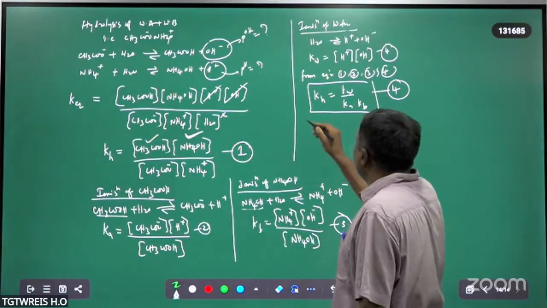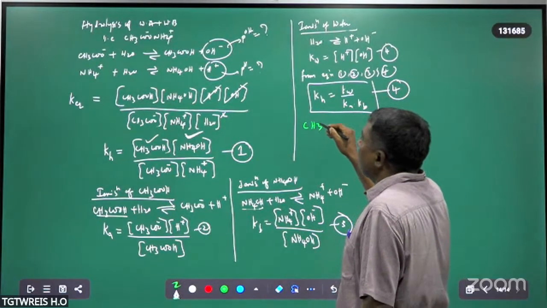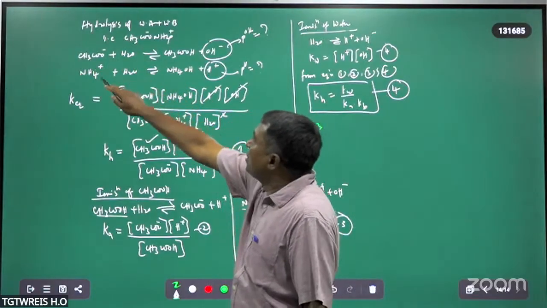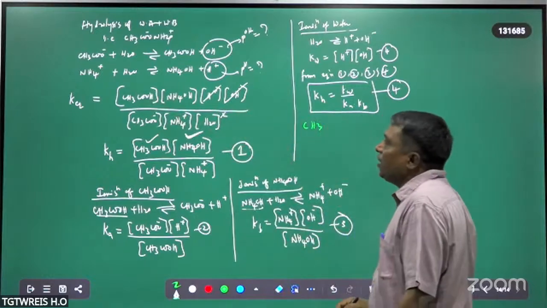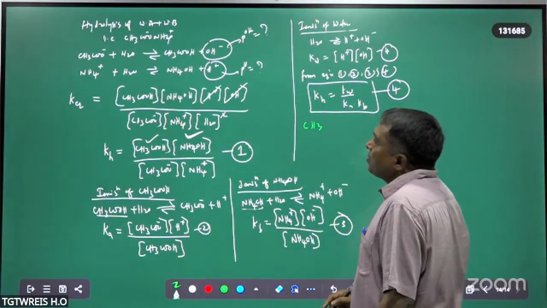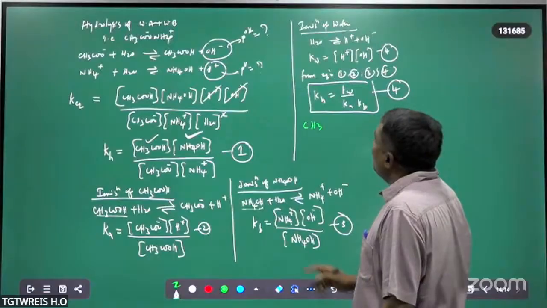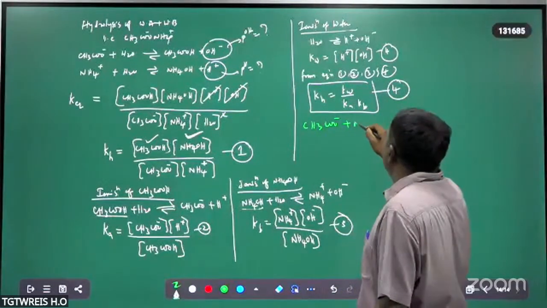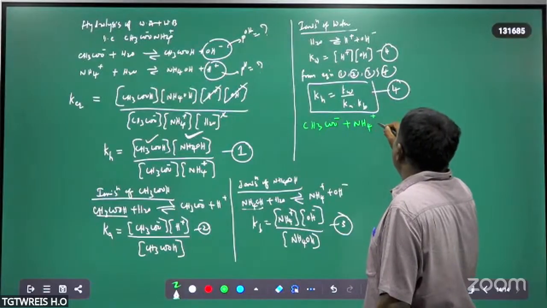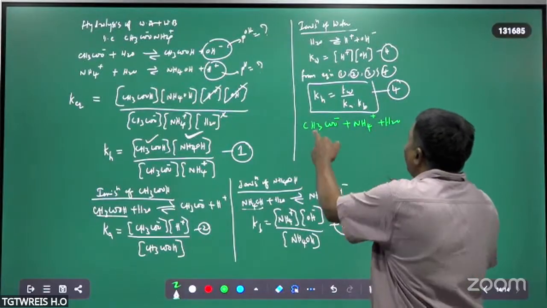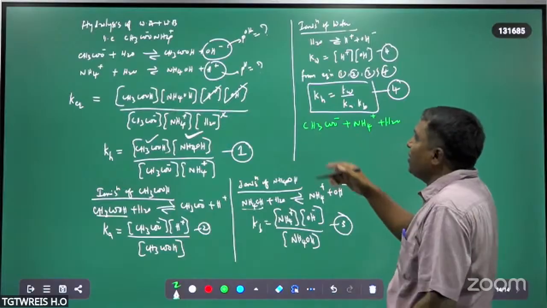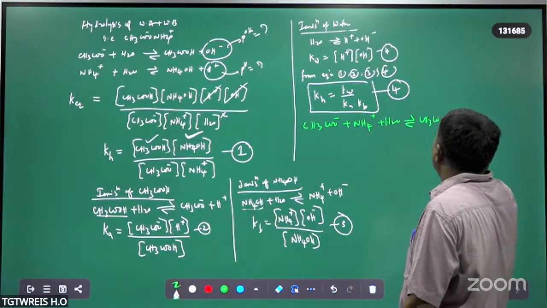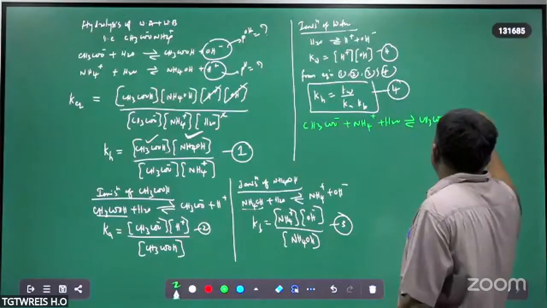Combining these two equations, CH3COO- plus NH4+ plus water, the anionic part of the salt as well as the cationic part of the salt, both will undergo what now? Hydrolysis. So CH3COO- plus NH4+ plus water, both cation and anion undergoing what now in this case? Hydrolysis. Therefore, it is what? CH3COOH plus NH4OH.